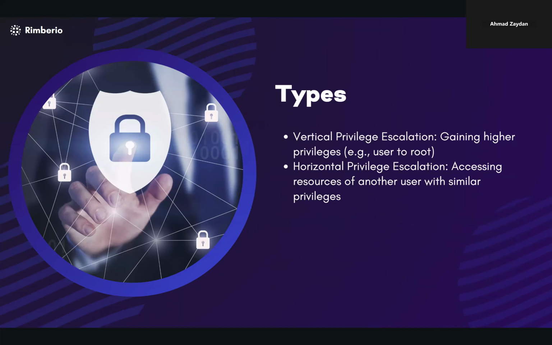There are two types of privilege escalation. The first one is vertical, which is gaining higher privileges, such as user to root, and this is what is being practiced for the Funnel project. And there's also horizontal privilege escalation, which is accessing resources of another user with similar privileges.